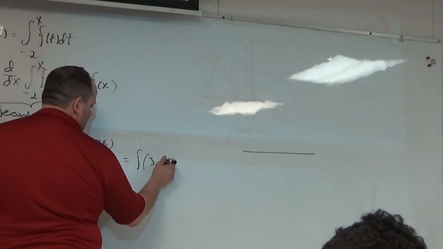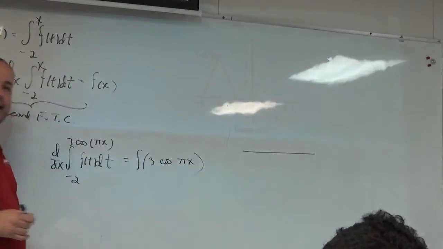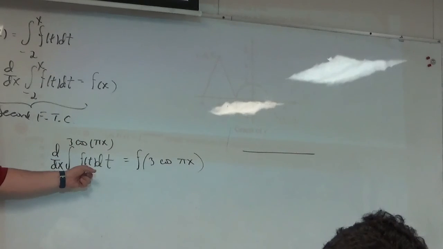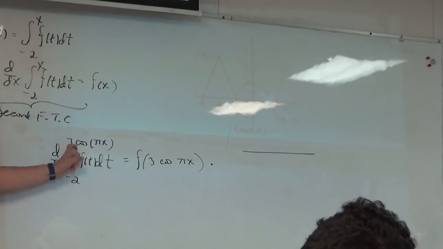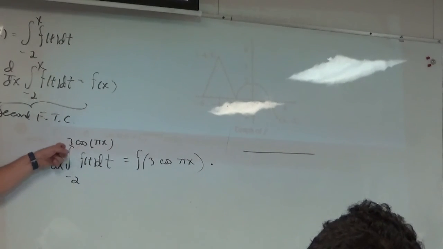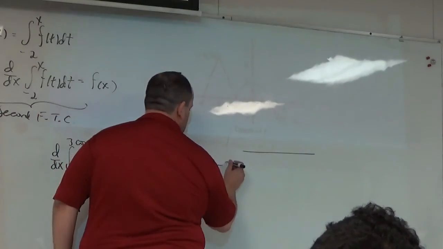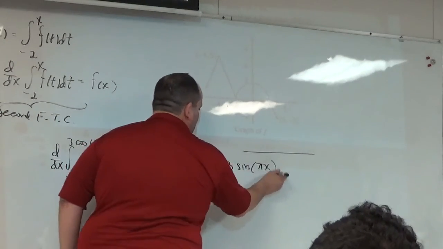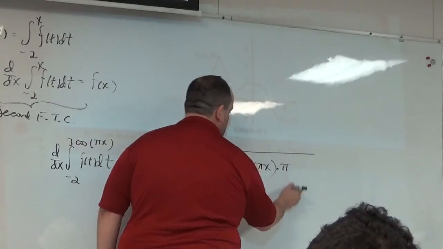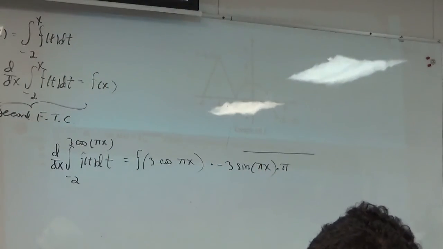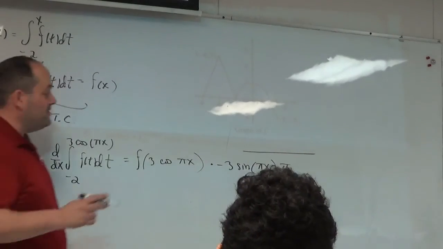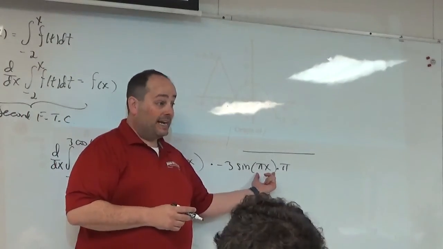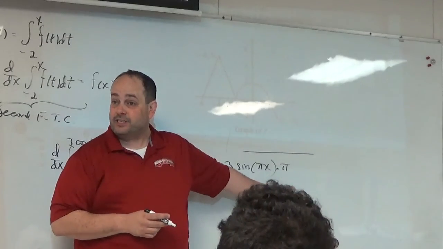So this is f of 3 cosine pi x. Plug the new function in, but don't stop, times the derivative of what's up here. The derivative of 3 cosine pi x is -3 sine pi x times pi. Why times pi? It's the stuff of the stuff. It's the derivative of the stuff. Chain rule. This pi here is here because of the chain rule.